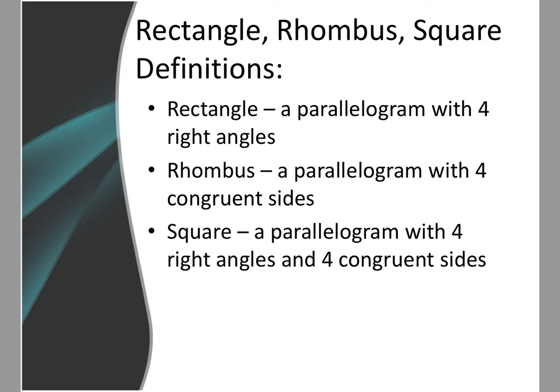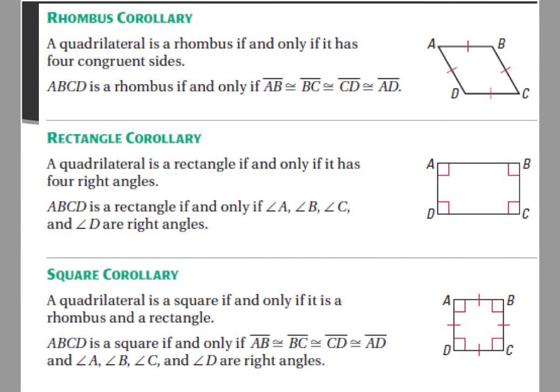All right, so then based on the definitions, there are 3 corollaries. Remember, a corollary is just something that's easily determined from what we know about these shapes. The rhombus corollary says that a quadrilateral is a rhombus if and only if it has 4 congruent sides. And this means both directions. So if it has 4 congruent sides, it is a rhombus. And if it is a rhombus, it has 4 congruent sides.